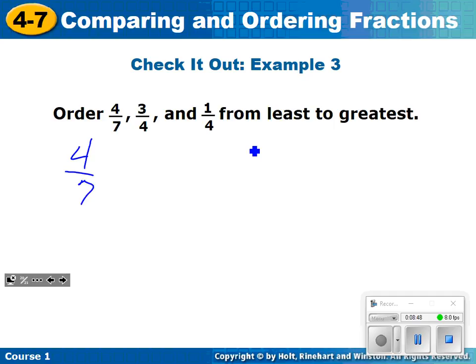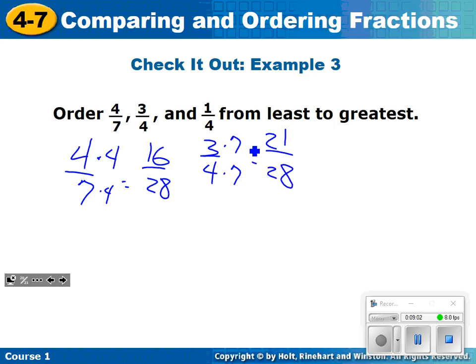4 over 7. We got to multiply this by 4 to end up with 16 over 28. We got to take 3/4 times 7 over 7, 21 over 28. And then we got 1/4 times 7 over 7, 7 over 28. So our smallest one is 1/4. Our middle one is 4/7.